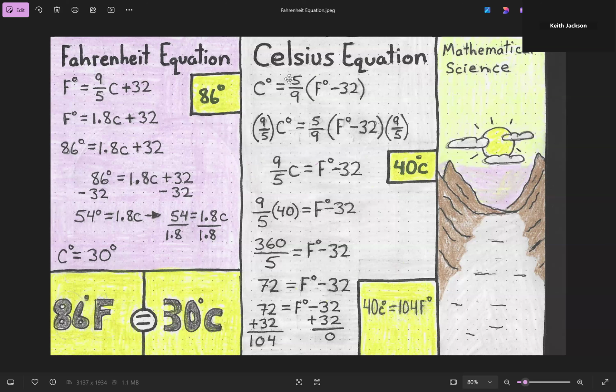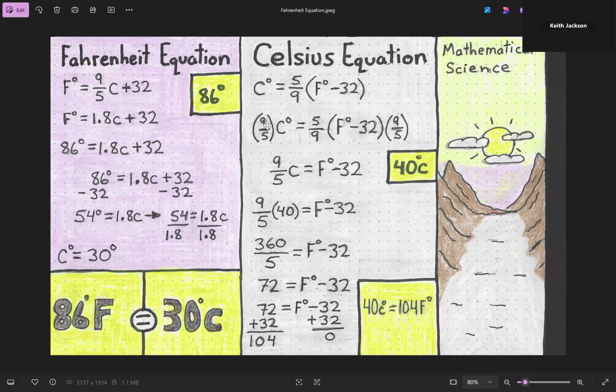Okay, so let's take a look at the Celsius equation, in which we know that Celsius is equal to 5/9 times the quantity of Fahrenheit minus 32. Since we have a fraction in this equation that's kind of awkward, we could just multiply both sides by the reciprocal. The reciprocal of 5/9 is 9/5, as you see right here. And so 9/5 times 5/9 is going to cancel out, just leaving Fahrenheit minus 32.